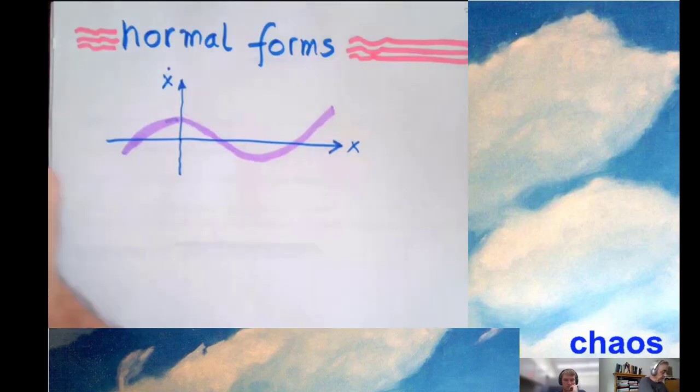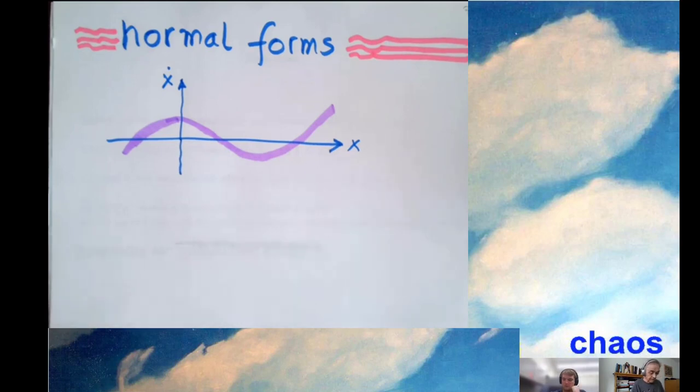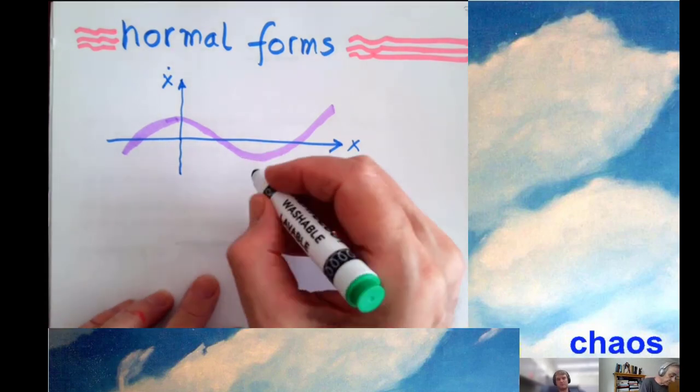And that has a name, which says there are very, very many different systems, equations with various shapes and parameters, etc. But if I look close to the bifurcation, there is something called normal form. And the idea is very simple, and it's used all the time.